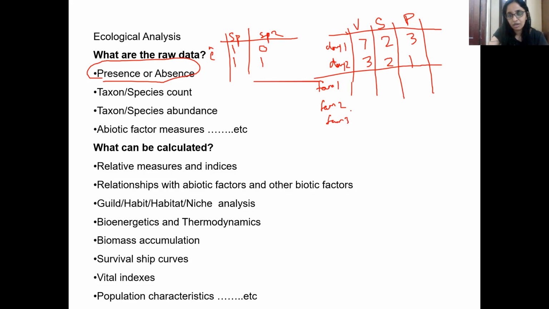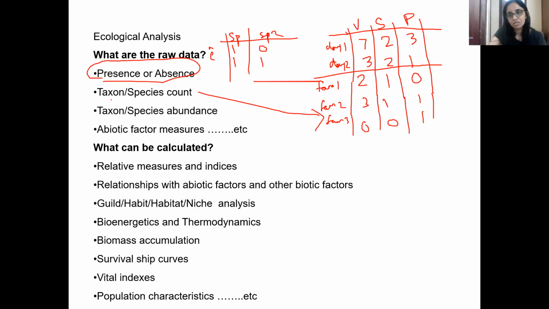So we've got different families, so many families, and from each family you have got this many species or this many genera. So two species, one species, zero species, again three species, one species, one species, zero species, one species. Okay, only that much. So this takes it to another level where you are actually counting the number of species or the number of taxa.